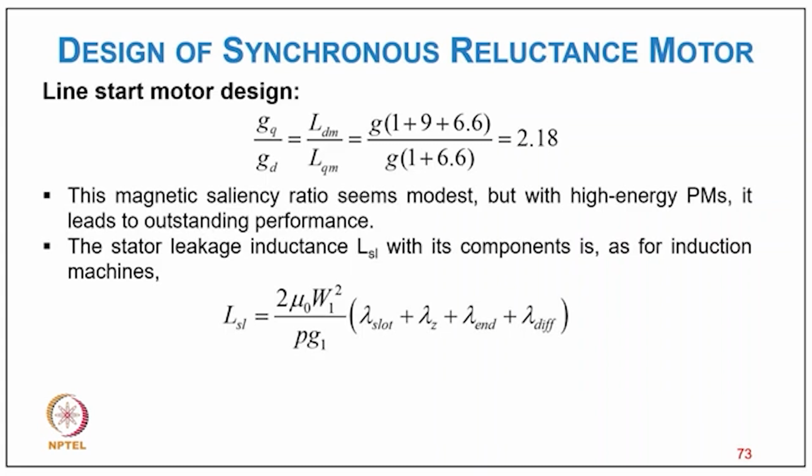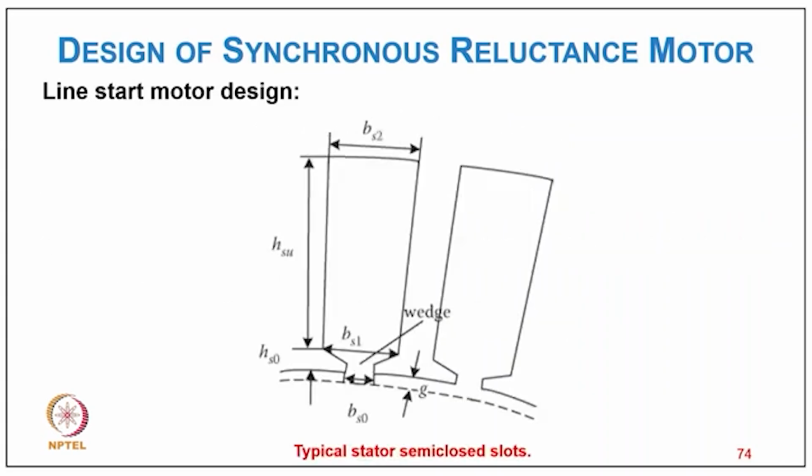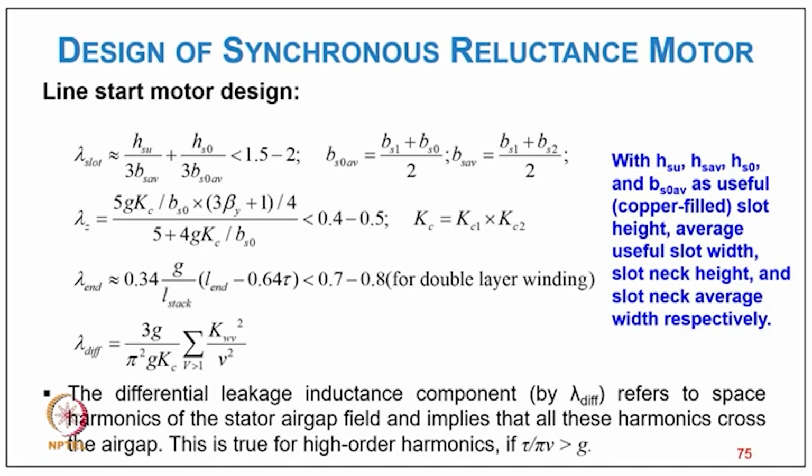So stator leakage inductance LS1. So this component is as in an induction machine. LS1 equal to 2 mu 0 W1 squared upon P GQ, in bracket lambda slot plus lambda Z plus lambda N plus lambda diff. And typically here the typical stator semi-closed slots, I mean where the winding is put in the stator. So from here, lambda slot equal to HS1 upon 3 BS average plus HS0 upon BS0, less than 1.5 to 2.